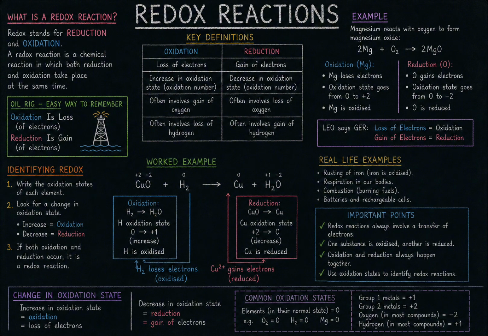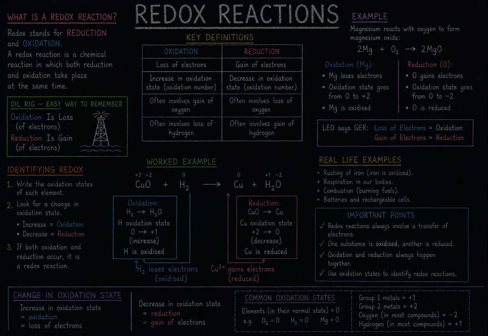Electrolysis uses electricity to split ionic compounds. Cations go to the cathode. Anions go to the anode. Reduction happens at the cathode. Oxidation happens at the anode. Redox. Oxidation is loss of electrons. Reduction is gain of electrons. OIL RIG helps you remember. Oxidation and reduction always happen together.